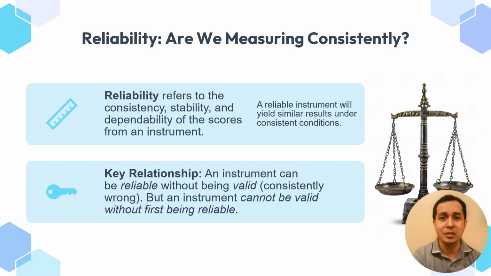Imagine that a broken scale consistently tells you you're 5 pounds lighter. It's reliable, consistent, but not valid, accurate. However, an instrument cannot be valid without first being reliable. If you can't measure consistently, you certainly can't measure accurately.